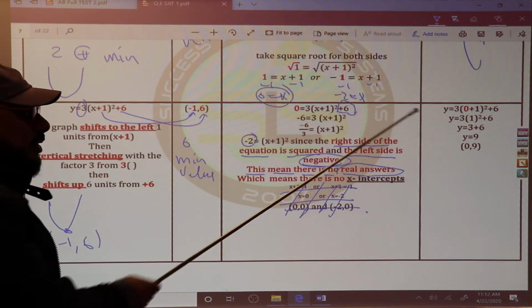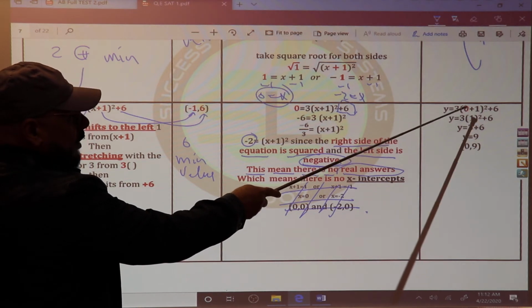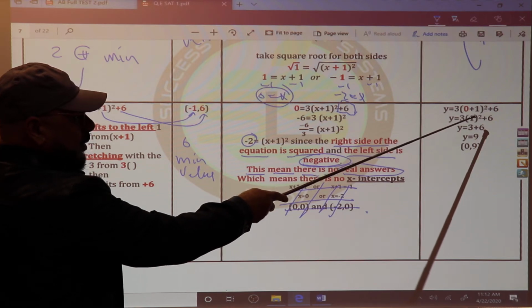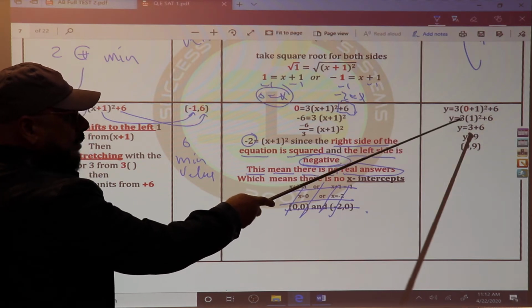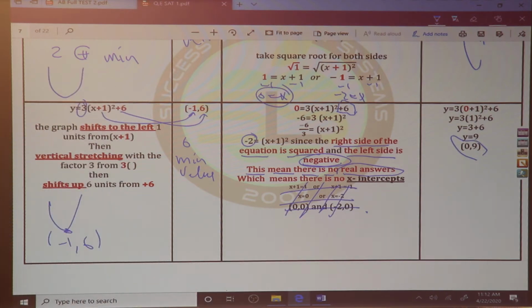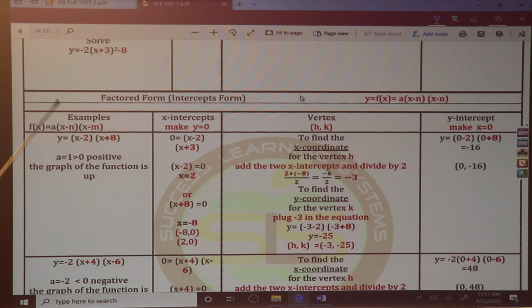How do we find the y-intercept? Plug 0 for x. 0 plus 1 is 1, 1 squared is 1, times 3 plus 6, gives (0, 9). Good? Okay. I'm going to leave this example for you to do.